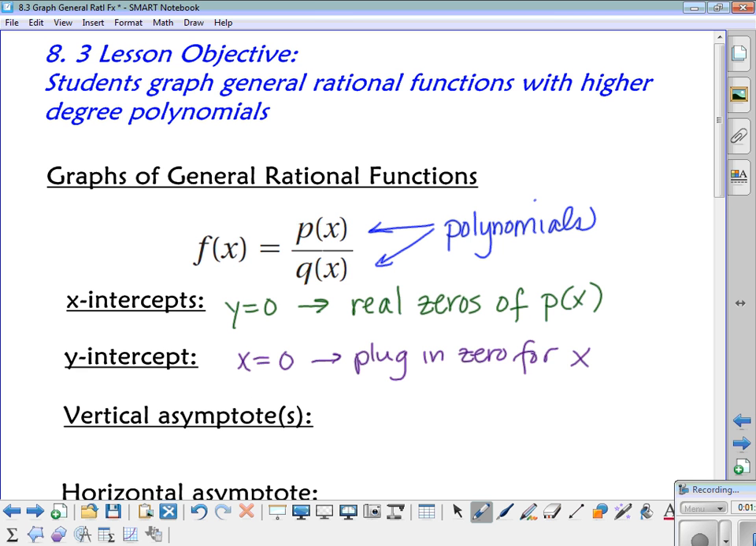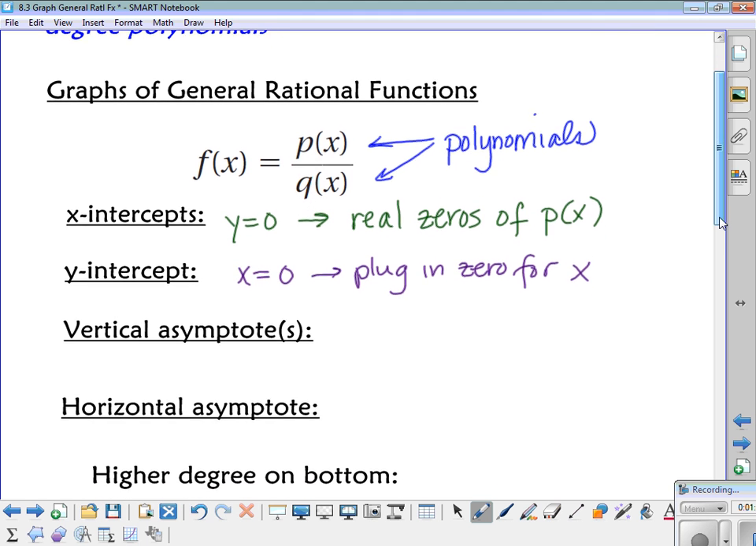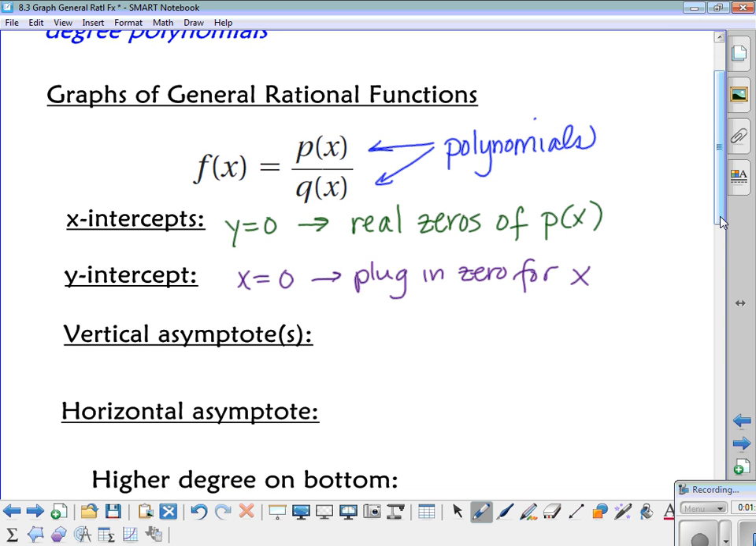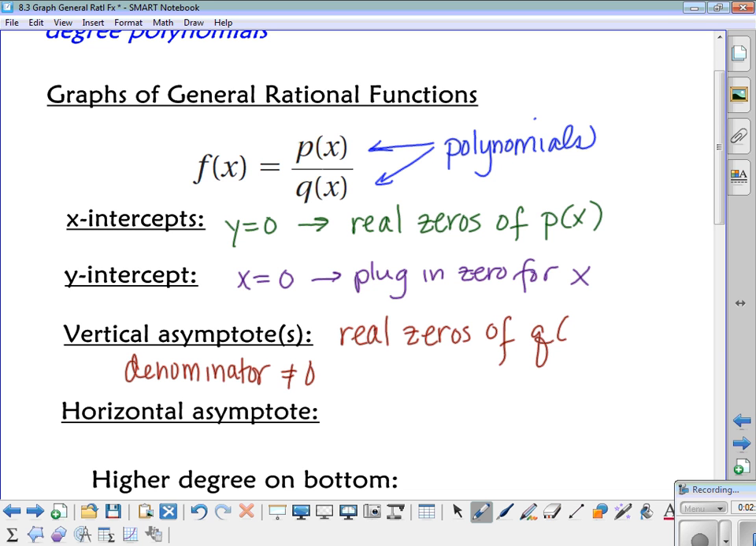All right, the vertical asymptote. What have we been doing ever since we started doing this? Which part cannot equal 0? The denominator, right? So because the denominator can't equal 0, the asymptotes are when it is equal to 0. So it's the real zeros of the denominator, or q of x. So we set the bottom equal to 0.